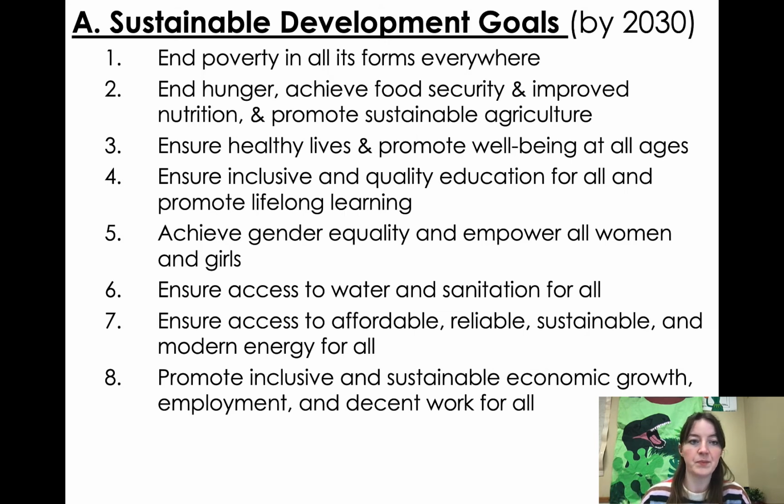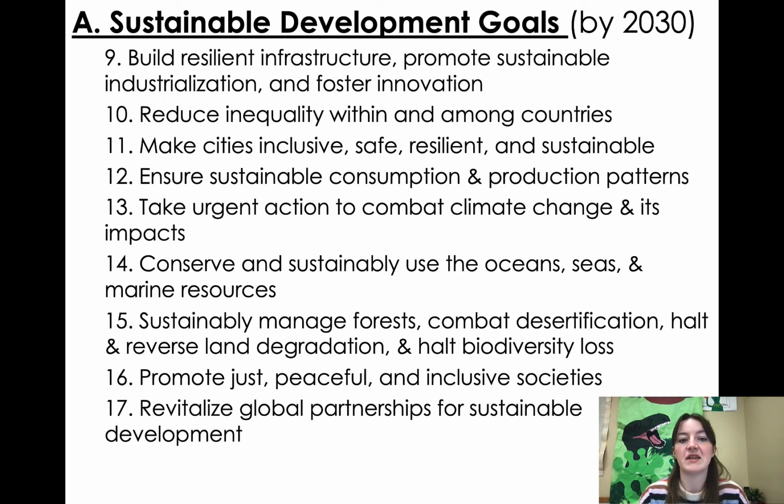And these are continued. 9, build resilient infrastructure, promote sustainable industrialization, and foster innovation. 10, reduce inequality within and among countries. 11, make cities inclusive, safe, resilient, and sustainable. 13, take urgent action to combat climate change and its impacts. 14, conserve and sustainably use the oceans, seas, and marine resources. 15, sustainably manage forests, combat desertification, halt and reverse land degradation, and halt biodiversity loss. 16, promote just, peaceful, and inclusive societies. And 17, revitalize global partnerships for sustainable development.